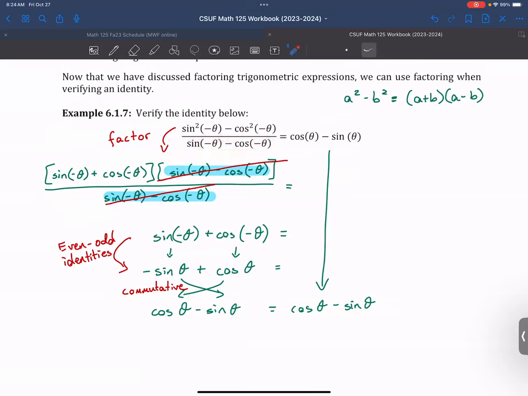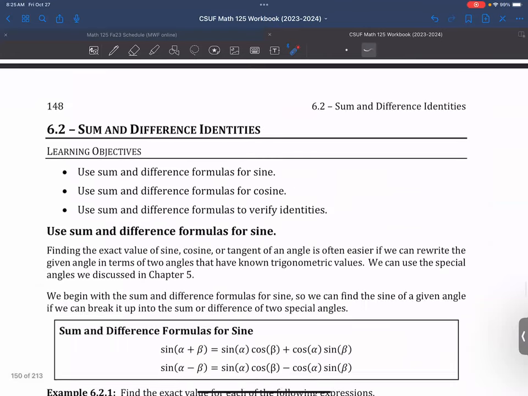But just as a heads up, if you use an identity and then you seem to get stuck, that might mean that you need to backtrack and attempt to use a different identity to be able to move forward. Okay, so that is that.